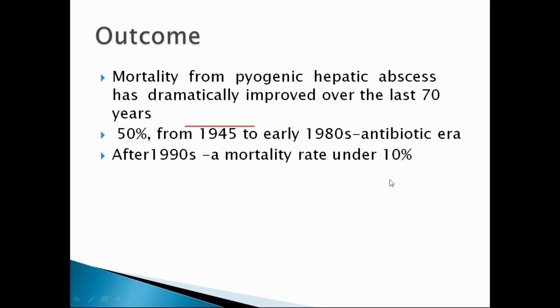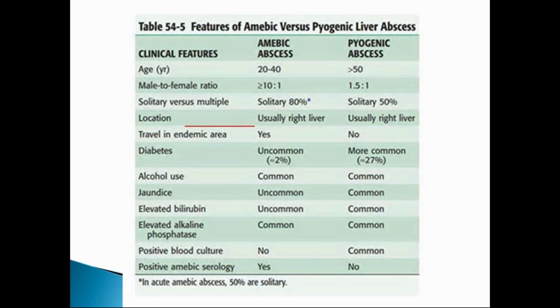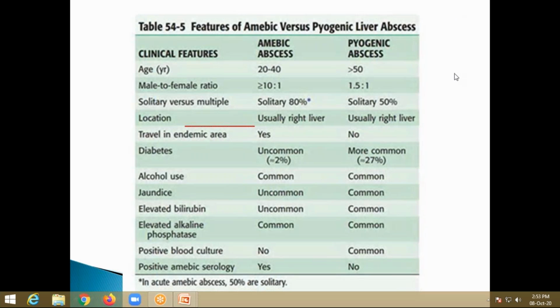So outcome, mortality even today is high. Previously it used to be 70%, very high. Now it is under 10%. Okay. So this is an exam question for you. What are the differences between amoebic liver abscess and pyogenic liver abscess? Age presentation is different. Amoebic liver abscess occurs in the young. Pyogenic abscess in those more than 50.